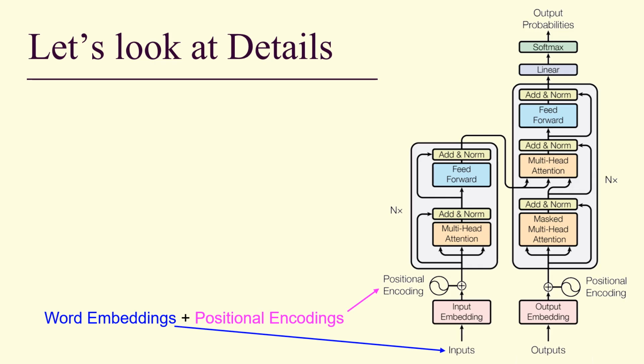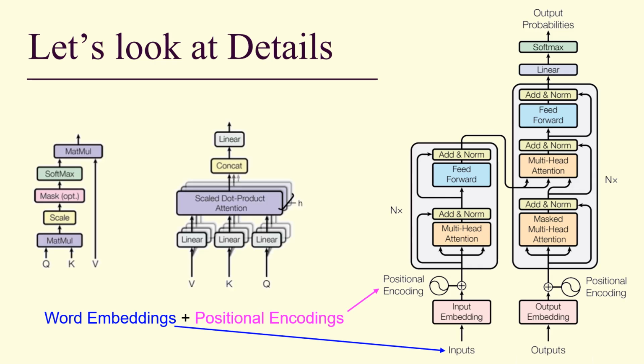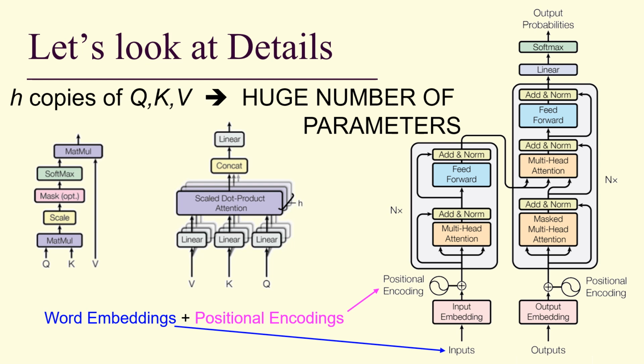So we take word embeddings plus positional encodings and we send that through our multi-head attention layers. But notice that each one of these attention layers, and there's H of them, and Q, K, and V, those tend to be fairly large matrices. So what do you end up with? Huge numbers of parameters. That's why you have to use a massive amount of data to train a transformer. There are so many parameters that have to be trained.